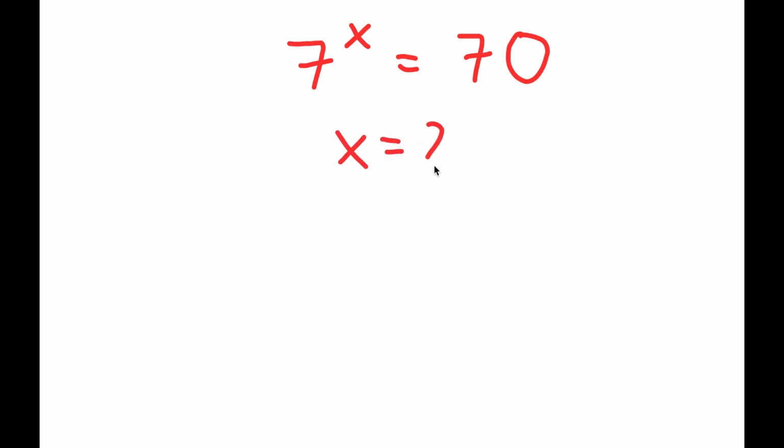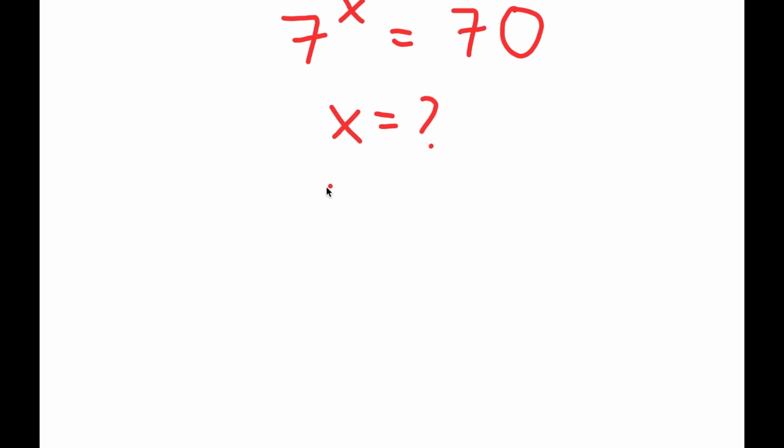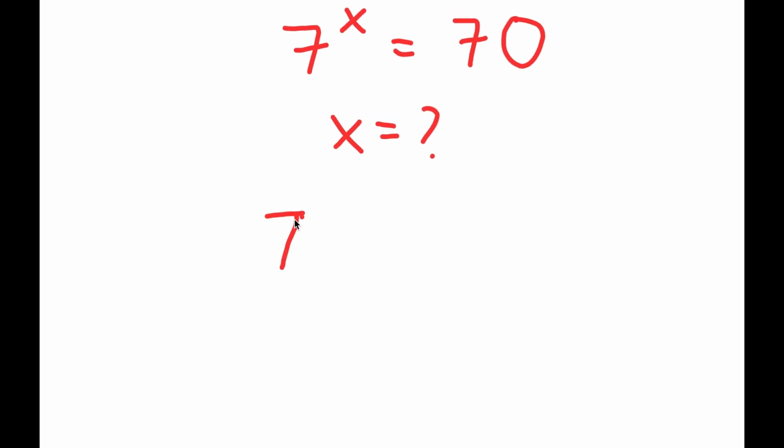Alright, so in this video, I'm going to be solving the equation 7 to the power of x is equal to 70. So before we start on our solution, let's notice that this is an exponential equation, and x is an exponent, which is the variable we're solving for. So let's just try to plug in a number.